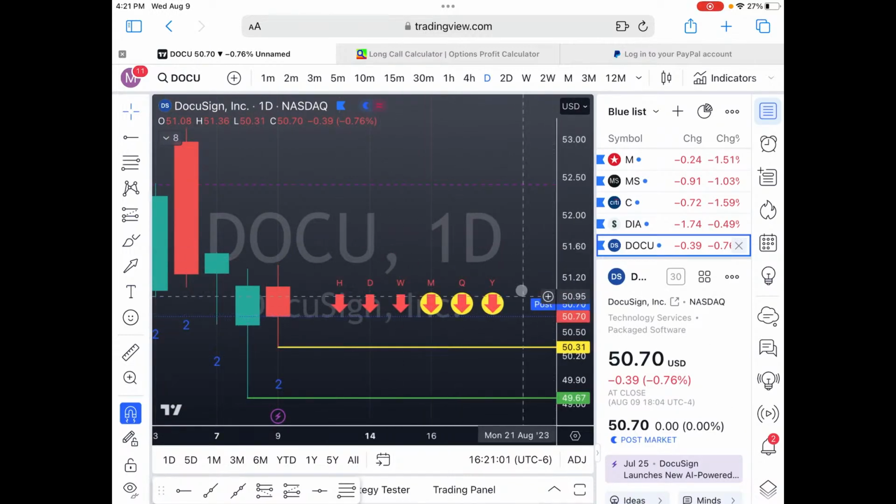DocuSign, 2-up red as well. Full time frame continuity to the downside. Again, if you don't know a lot about time frame continuity, I've created a video on it. You can go to my YouTube channel and search in the videos for either TFC or time frame, and it'll pop up for you guys.